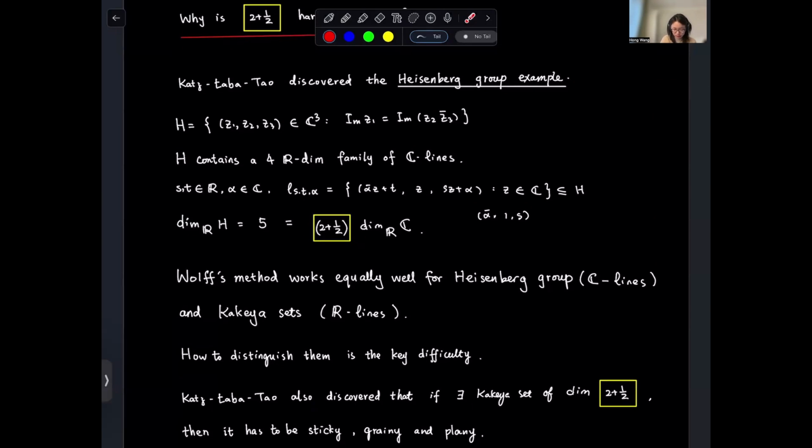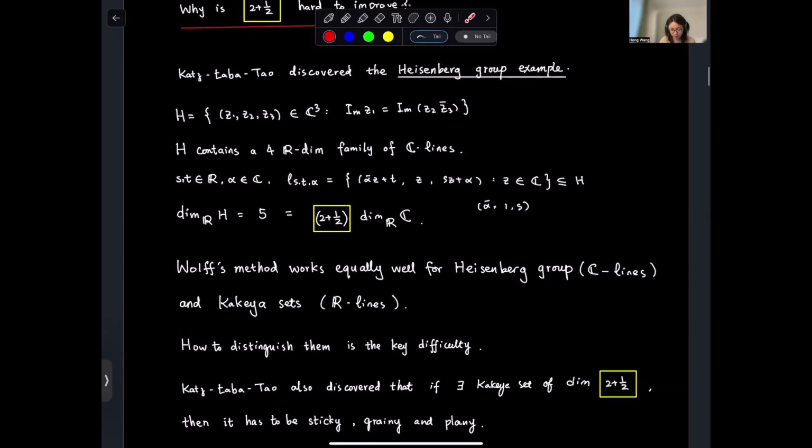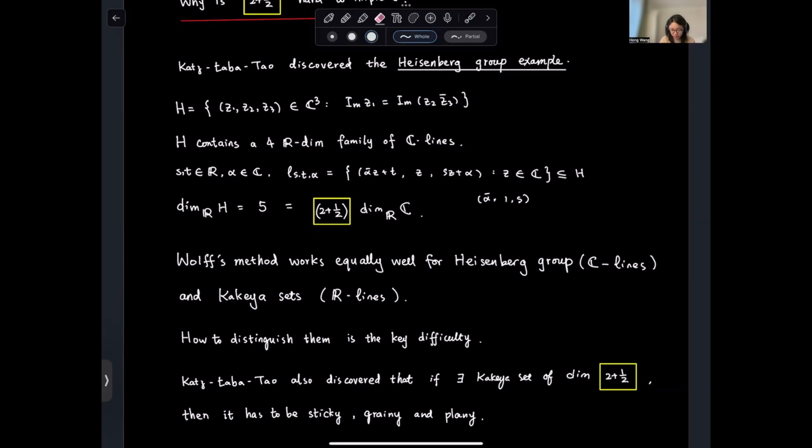In the work of Katz, Łaba and Tao, they also discovered some of the key structure of a hypothetical counterexample to the Kakeya set conjecture. They showed that if a Kakeya set has Minkowski dimension 2 plus 1/2, then it has to be sticky, grainy, and plany. We will see the notion of stickiness later in the argument. It plays a key role, not only in the Kakeya set problem, but also in many other problems in geometric measure theory.